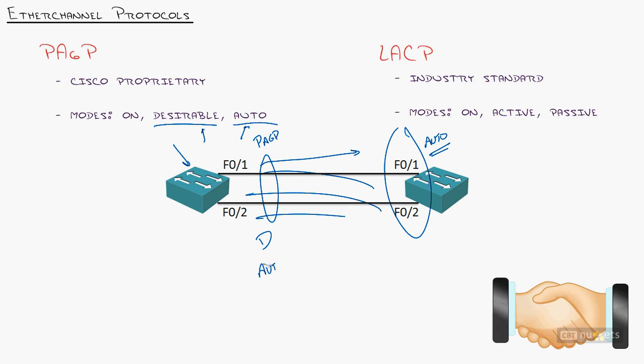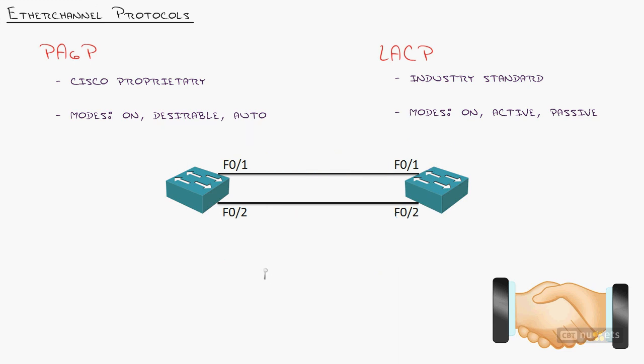So what does that mean? That means don't set both sides to auto. Both sides set to auto will not result in an EtherChannel. They'll just both stare at each other and be like, okay, you going to make a move? I'm not. And so nobody makes a move. The best way per Cisco is to have one side desirable, one side auto.